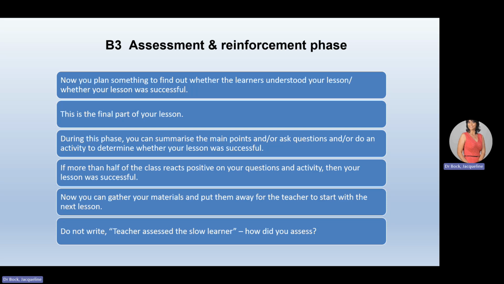But if more than half cannot, they don't know what you have spoken about, what you taught them, then unfortunately your lesson was not successful.